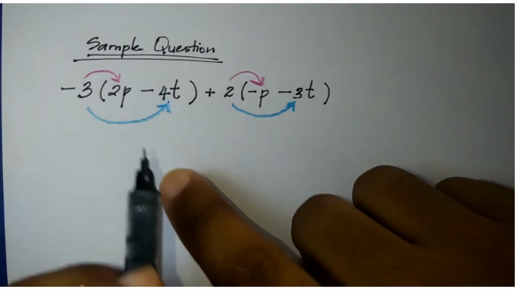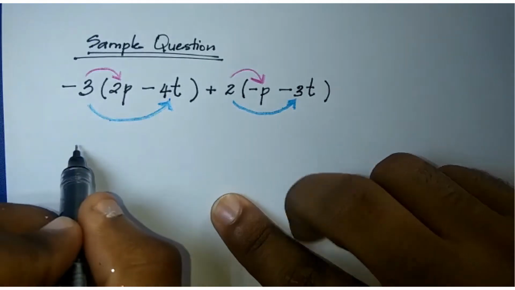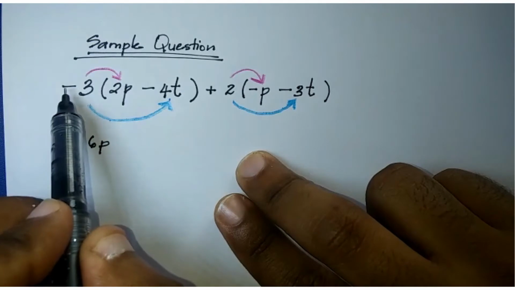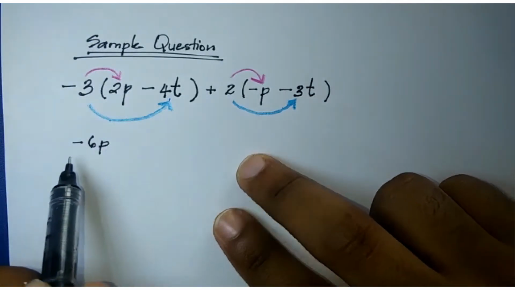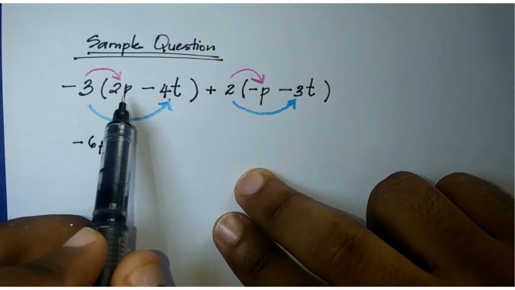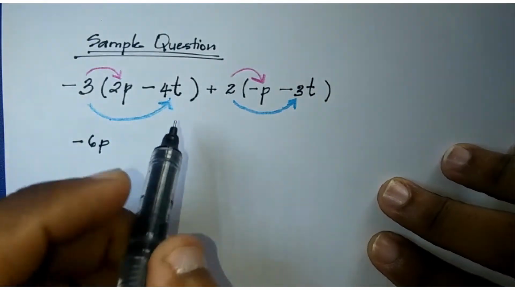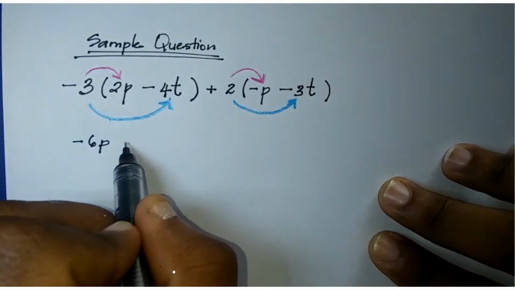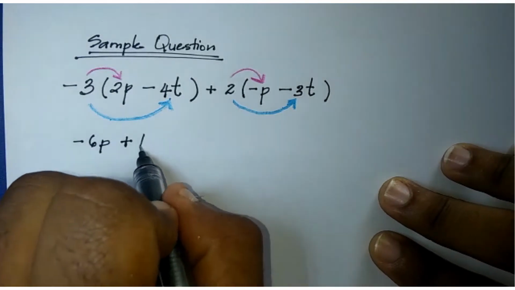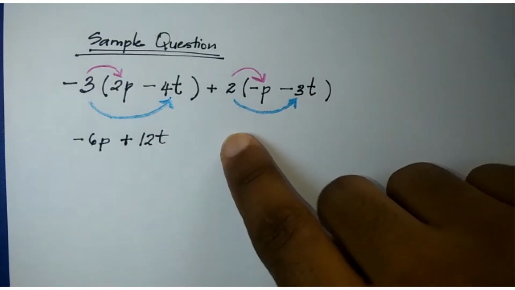So help me. Negative 3 times 2p will give me negative 6p. Remember now, a negative number times a positive number will give me a negative answer. And remember, I'm multiplying a number as well as a variable. Now a negative 3 times a negative 4t, a negative times a negative number will give me positive. 3 times 4t will give me 12t. You think we're finished? No, we're not. We have another bracket to finish.